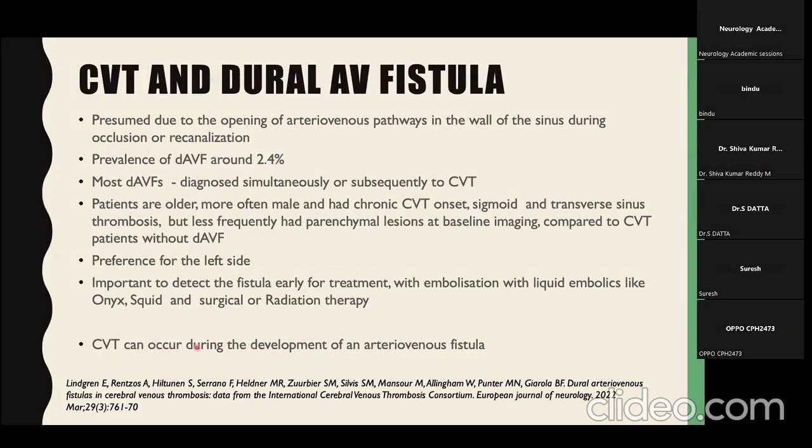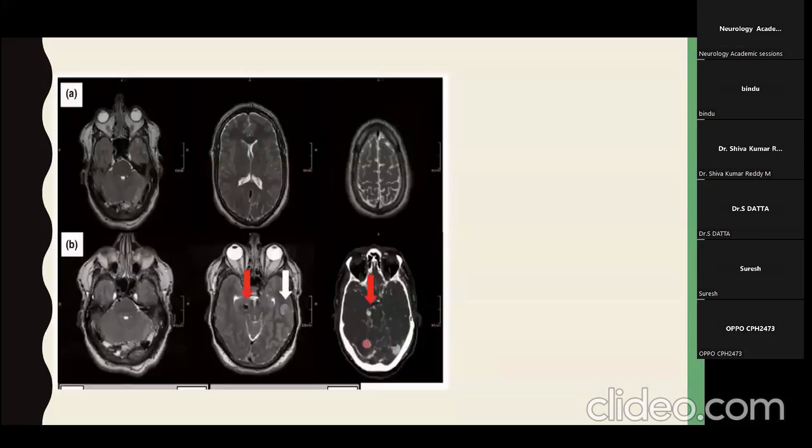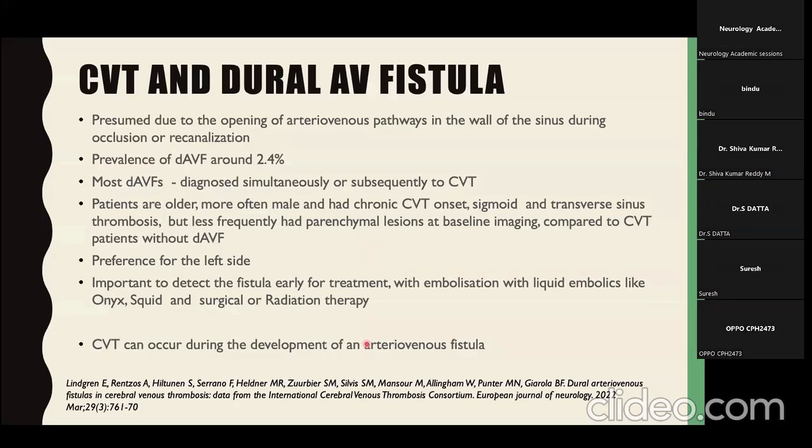CVT can occur during the development of DAVF. DAVF also can lead to CVT, and CVT patients also can have a dural AV fistula as a complication. Mainly in dural AV fistula patients, the high flow from the arterial to venous circulation damages the endothelium, thereby triggering thrombus. The high-pressure arteries are connected to the low-pressure venous system, but the endothelium is not made for the high pressure, so there is injury to the endothelium.